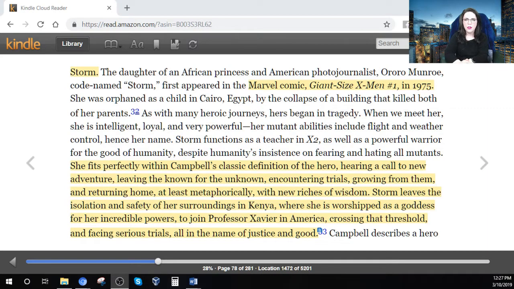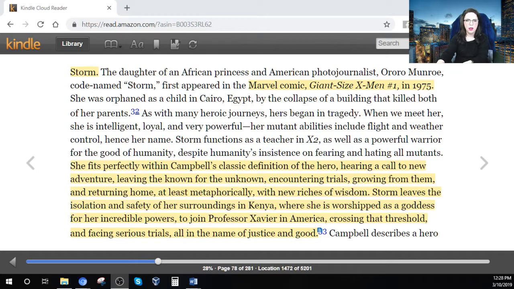Housel lets you know that the first time the Storm appeared was in Marvel Comics Giant Size X-Men issue 1 in 1975. She lets you know that Storm left Cairo, Egypt, and that she has mutant abilities to be able to basically create storms so she can control the weather. While she leaves Cairo and she begins her heroic journey, she does complete all 3 phases.